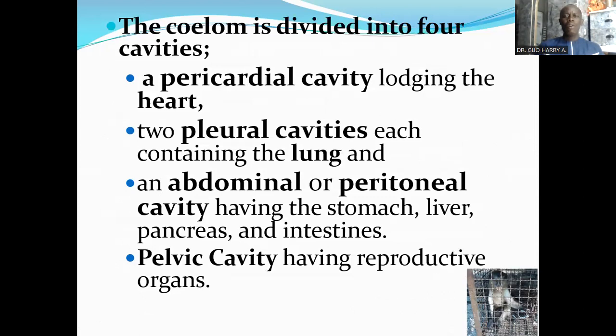The coelom of mammals is divided into four cavities. The pericardial cavity accommodates the heart. Then two pleural cavities contain the lungs. Then an abdominal or peritoneal cavity, which has the stomach, the liver, pancreas, and intestines, as well as the pelvic cavity, which contains our reproductive organs, the region around the hips.